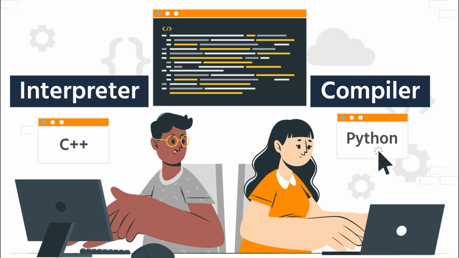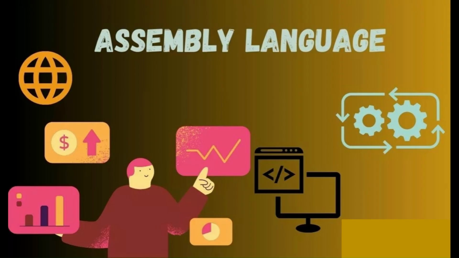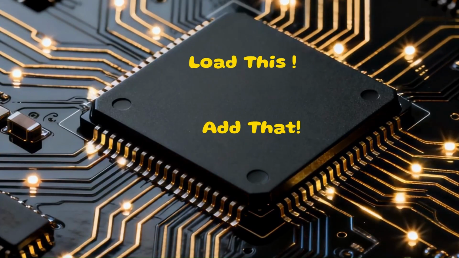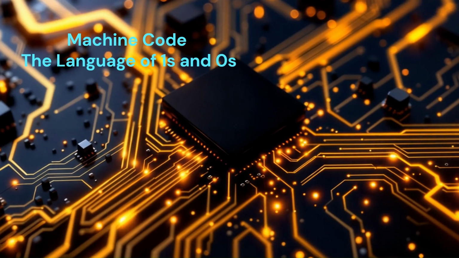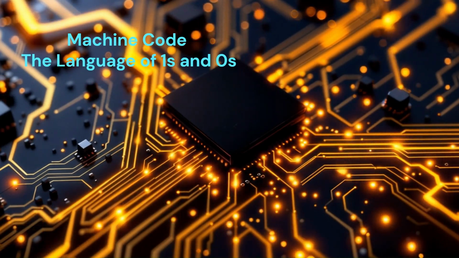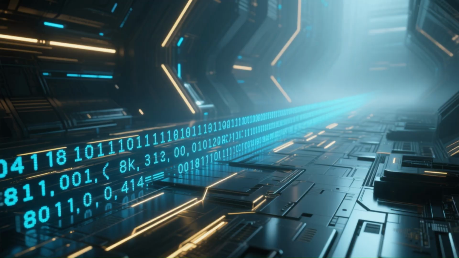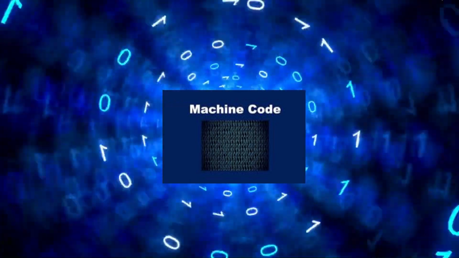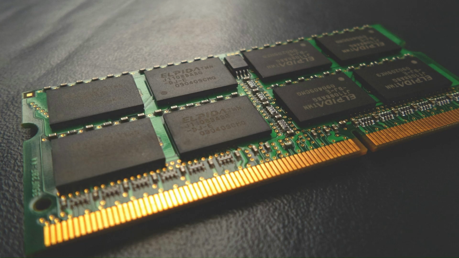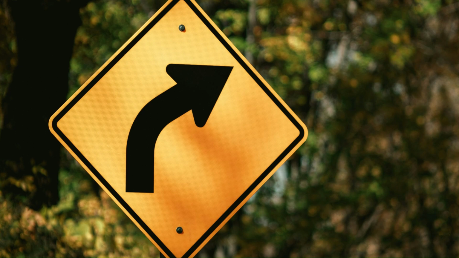A program called an interpreter or compiler breaks our simple line down into fundamental low-level commands called assembly language. These are like the basic verbs of the CPU: load this, add that. But the CPU doesn't even understand the words load or add. It only understands one thing: on or off, 1 or 0. So, these assembly instructions are converted into their final form, machine code. These long binary numbers are the actual instructions.